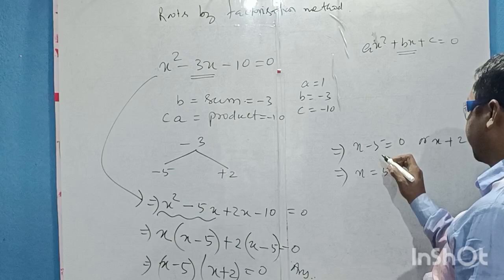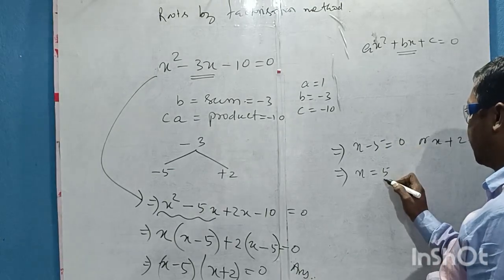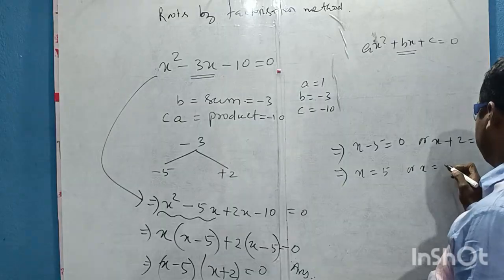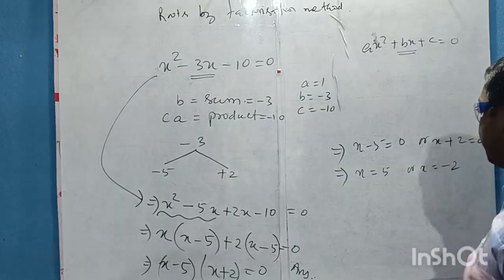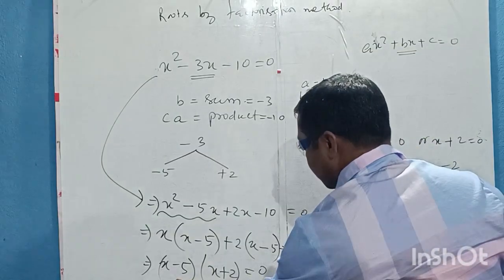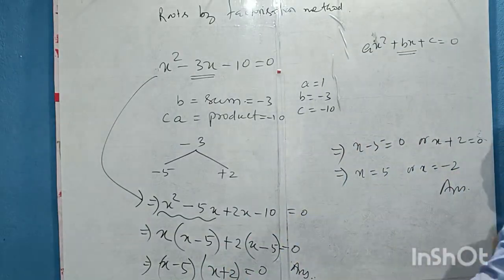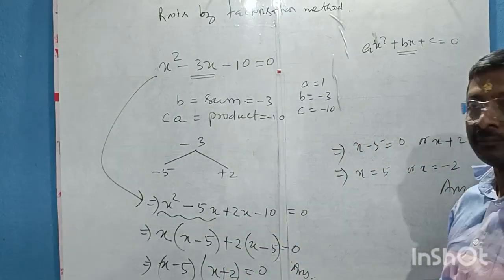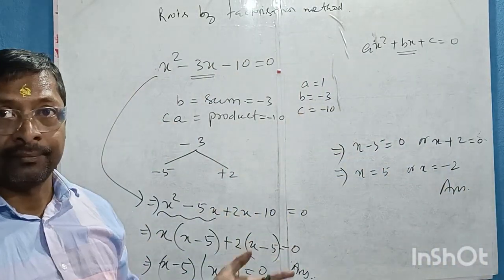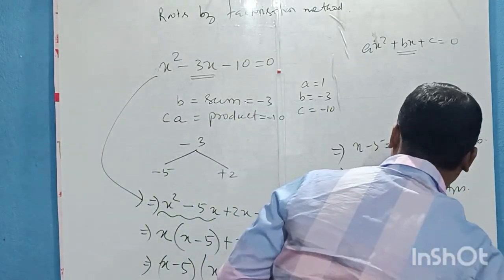Plus 5: minus 5, changing side, becomes plus 5, or x plus 2, changing side, becomes minus 2. So this is the answer. This is the factorization answer, and this is the roots answer. Okay. Shall we proceed to another one like this? Okay. Come.